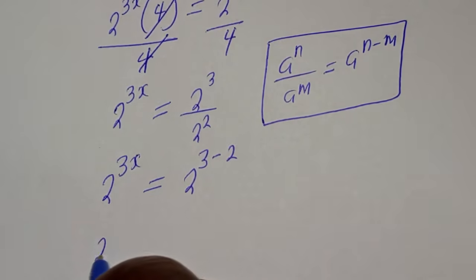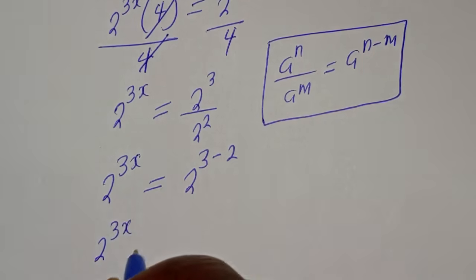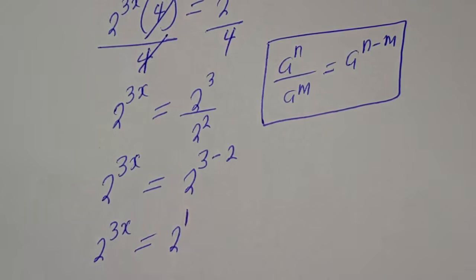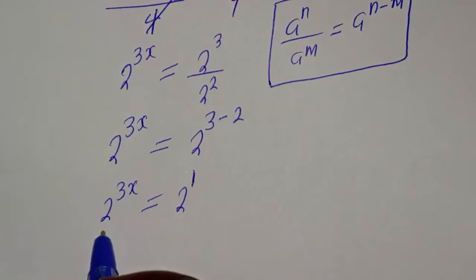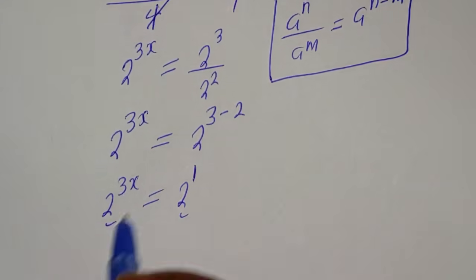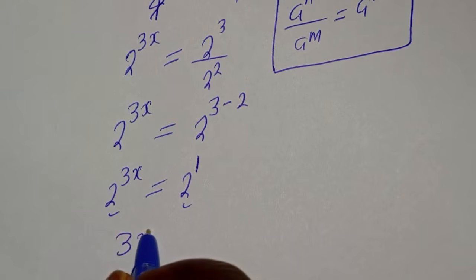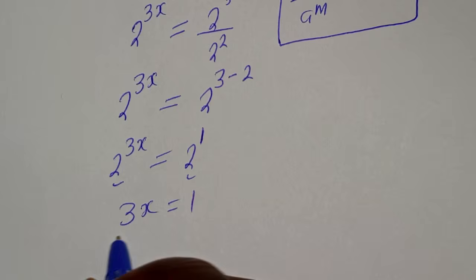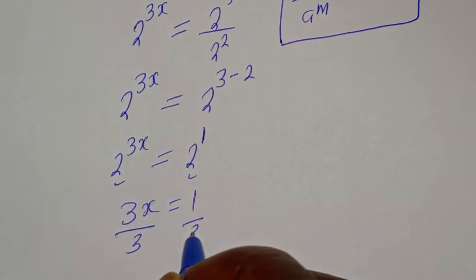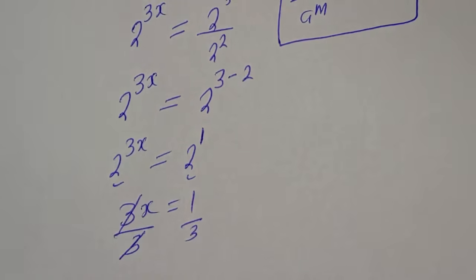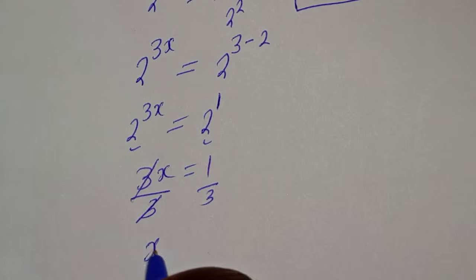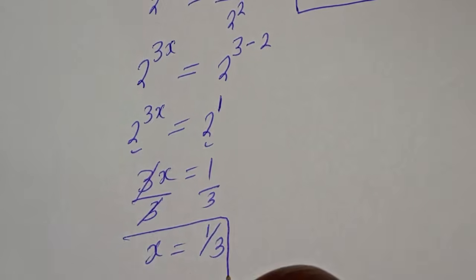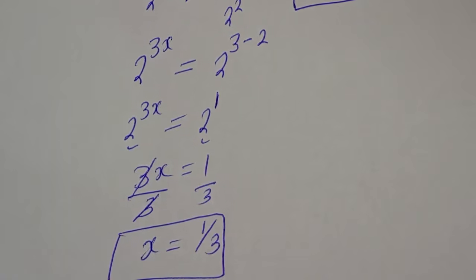Then we have 2 raised to power 3s is equal to 2 raised to power 3 minus 2, that is 1. But they have the same base 2, so we work with the exponent. 3s is equal to 1. Let's divide both sides by 3. This will cancel this. s is equal to 1 over 3. This is the final answer.